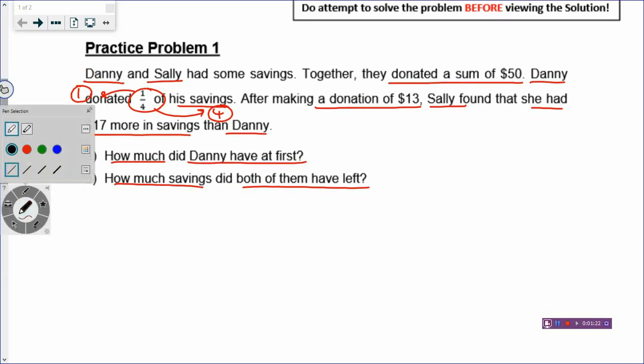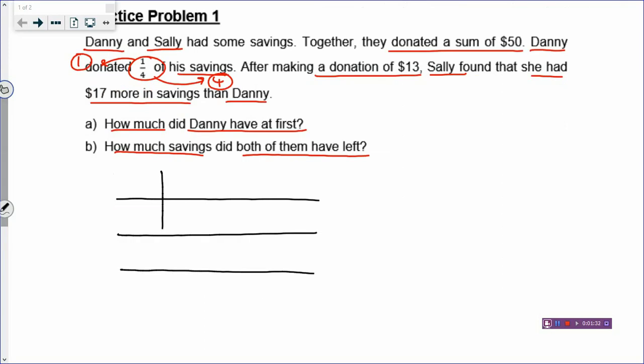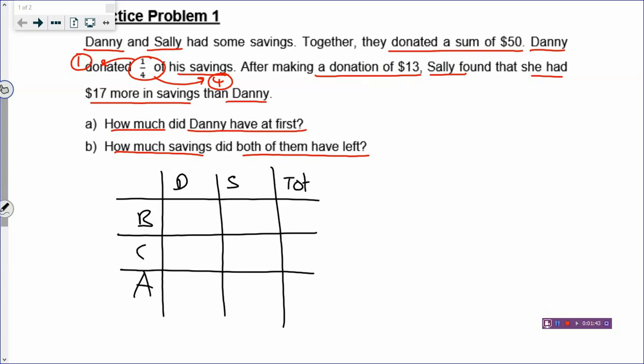All right, so let's draw the table, and you will see how effective the method is. Even if I don't know how to solve, all you have to do is learn your method or understand your methods. So you draw the table and you put down the BCA, and then you put down Danny, Sally, and then total. Now the unique characteristic of this table is, you just look at it sentence by sentence, and then you put the numbers into the boxes. So you look at the first sentence. Can you fill in the boxes? Cannot, right? Because there's nothing to fill in.